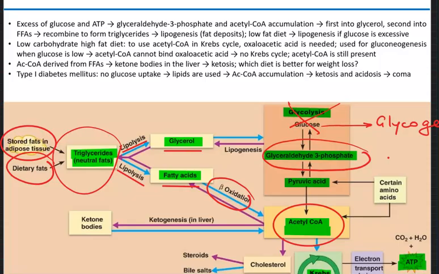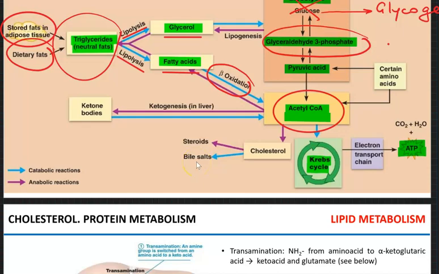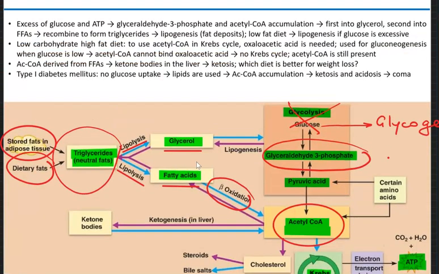But your brain relies on glucose. So, let's say you completely excluded all carbohydrates from your diet, but your brain needs glucose, right? So where do you get it from? Oxaloacetic acid is used for gluconeogenesis, the process of making glucose from scratch for your brain.